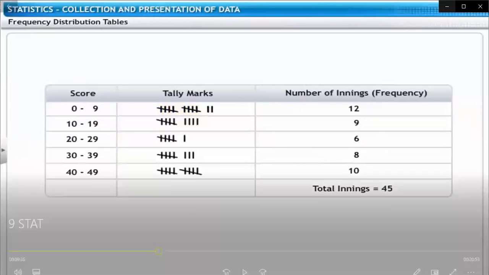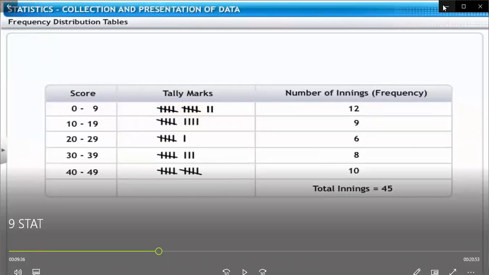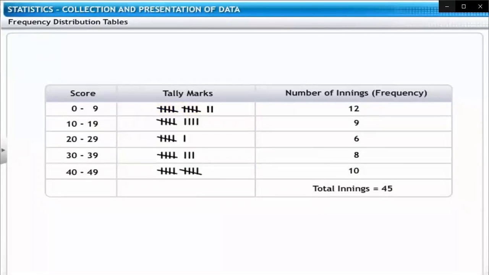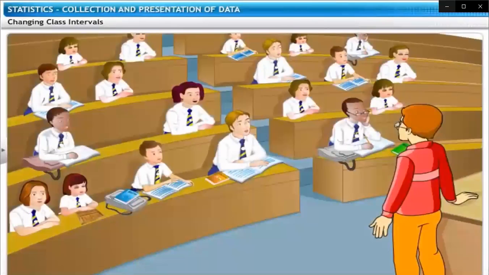Okay. Similarly, for 9, let's see how we write it. Four vertical lines, then one slash, which means it is 5, plus 4 vertical lines again. So in this way, we can represent the tally marks for the given frequencies. Let's take one more example.